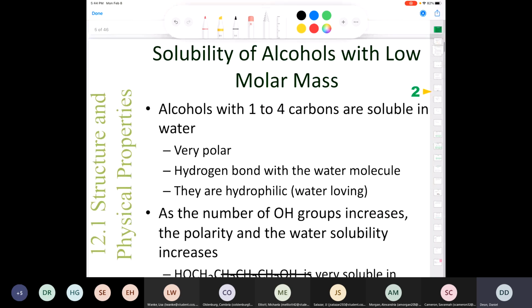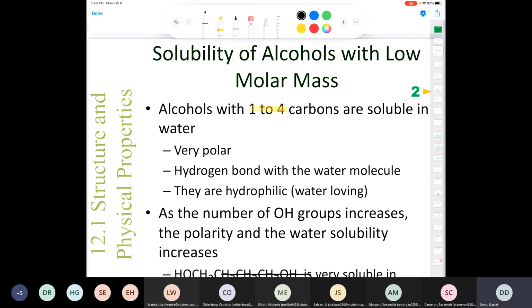Yeah. Now, talking about solubility of alcohols with a low molar mass. So low molar mass is just a politically correct way of saying small alcohols, little tiny ones, methanol, ethanol, propanol. It says here that generally speaking, alcohols with 1 to 4 carbons are going to be soluble in water, right? The reason why is because they're going to be very polar. They're going to be able to hydrogen bond with a water molecule.